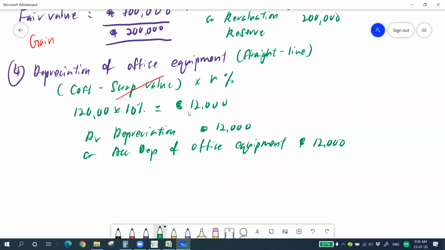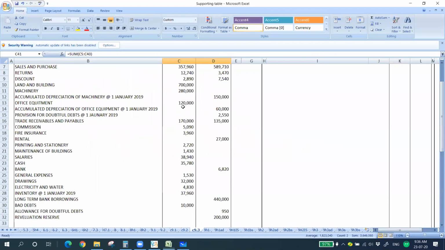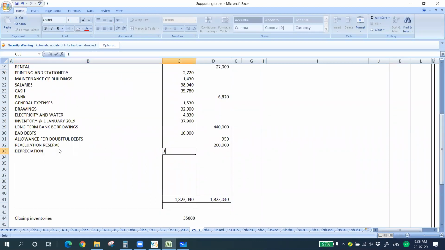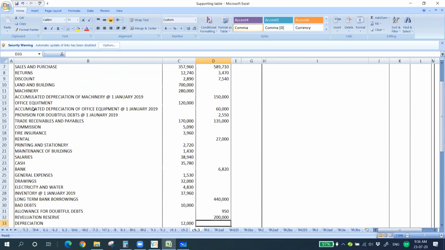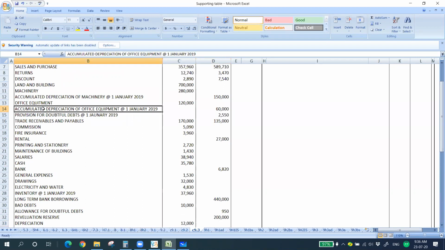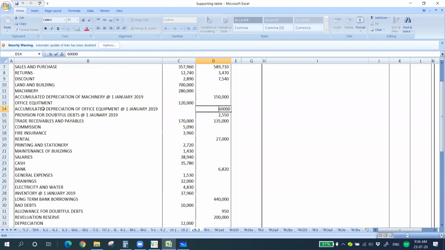Less 10, sorry. Thanks for reminding me, Kuichi. Now we have to show this in our trial balance. First, we don't have depreciation, right? So we create a depreciation account and put 12,000. And then on the credit side, we record the accumulated depreciation of office equipment. So we add another 12,000 here.